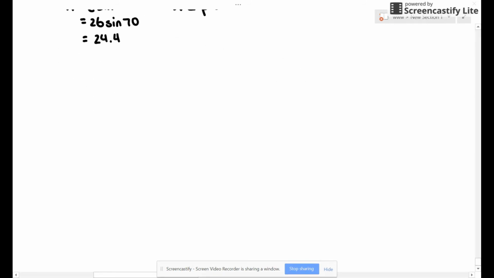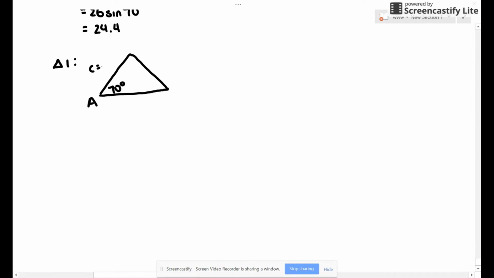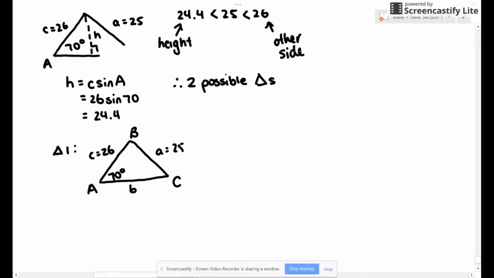So I'm going to scroll up and we're going to look at triangle number 1. So if I label it, this is what I have here right now. This is angle A, so this is 70 for us. This is side C, which is going to be, I'm just going to scroll up to double check, 26. And then side A is 25. So this is going to be angle C for me. This is angle B, and then this is side B.